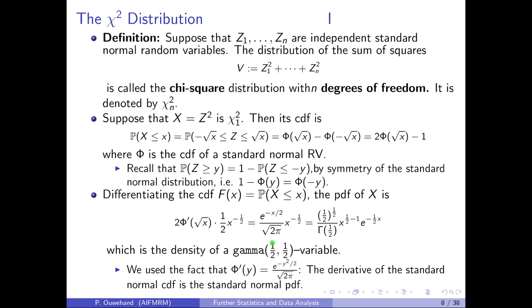And if you look at this carefully, this looks exactly like the expression for a gamma distributed random variable, where both the shape and the rate parameter are equal to half. Thus a random variable X equals Z squared, in other words a chi-squared distributed random variable with 1 degree of freedom, is none other than a gamma distributed random variable with parameters a half and a half respectively.